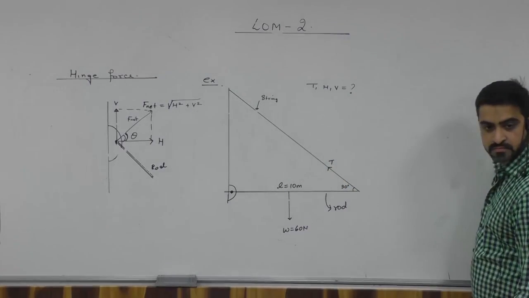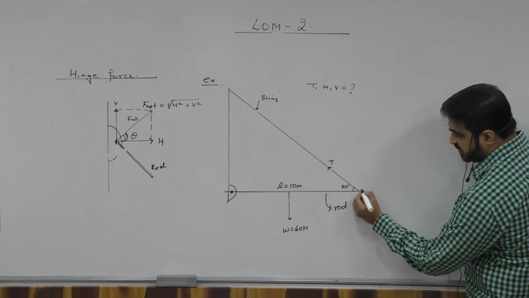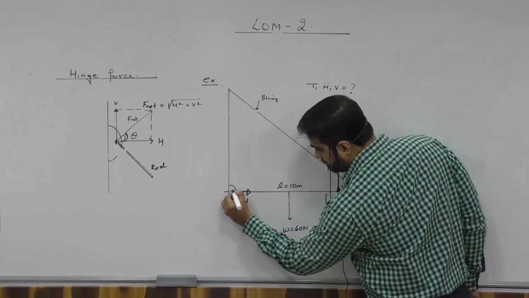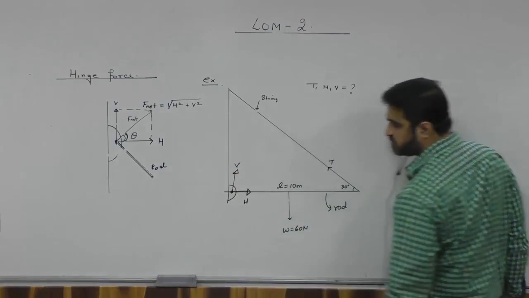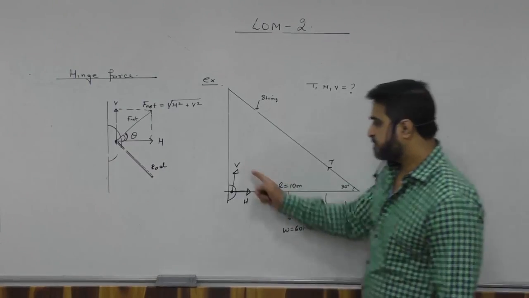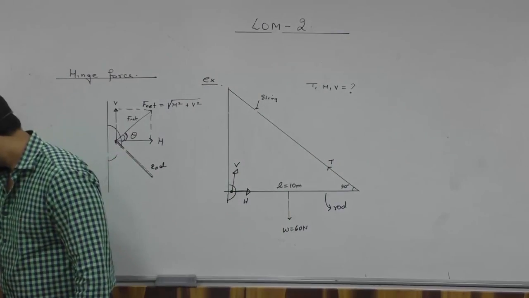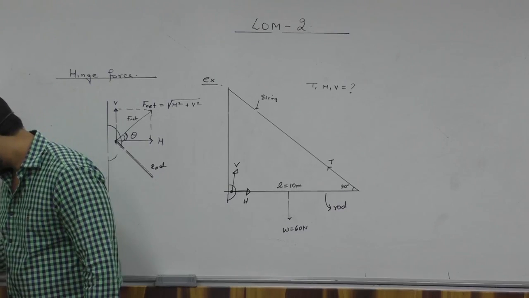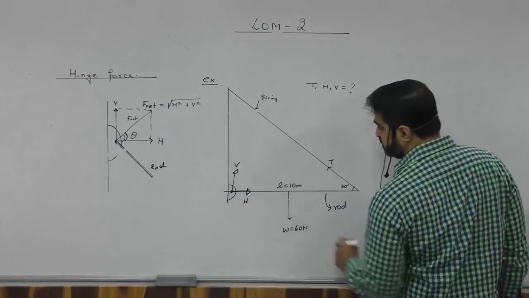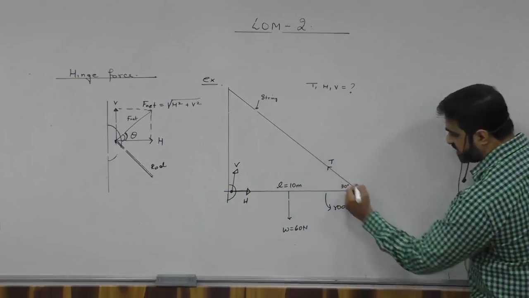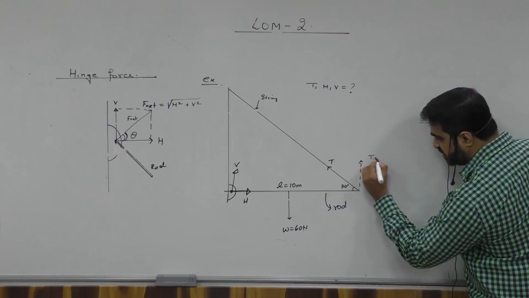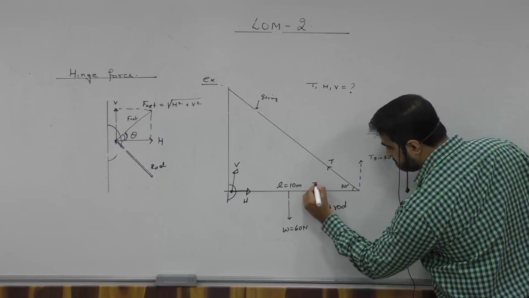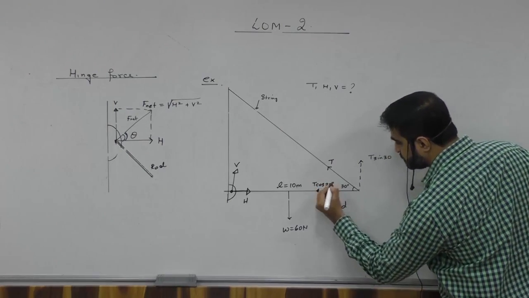Where is the tension? T, yes or no? Come on, tell me. This will be what? H? V? Once I get H and V, I'll be able to get the total hinge force. Now I can resolve this into two components. This will become T sine 30, and this is going to become T cos 30.